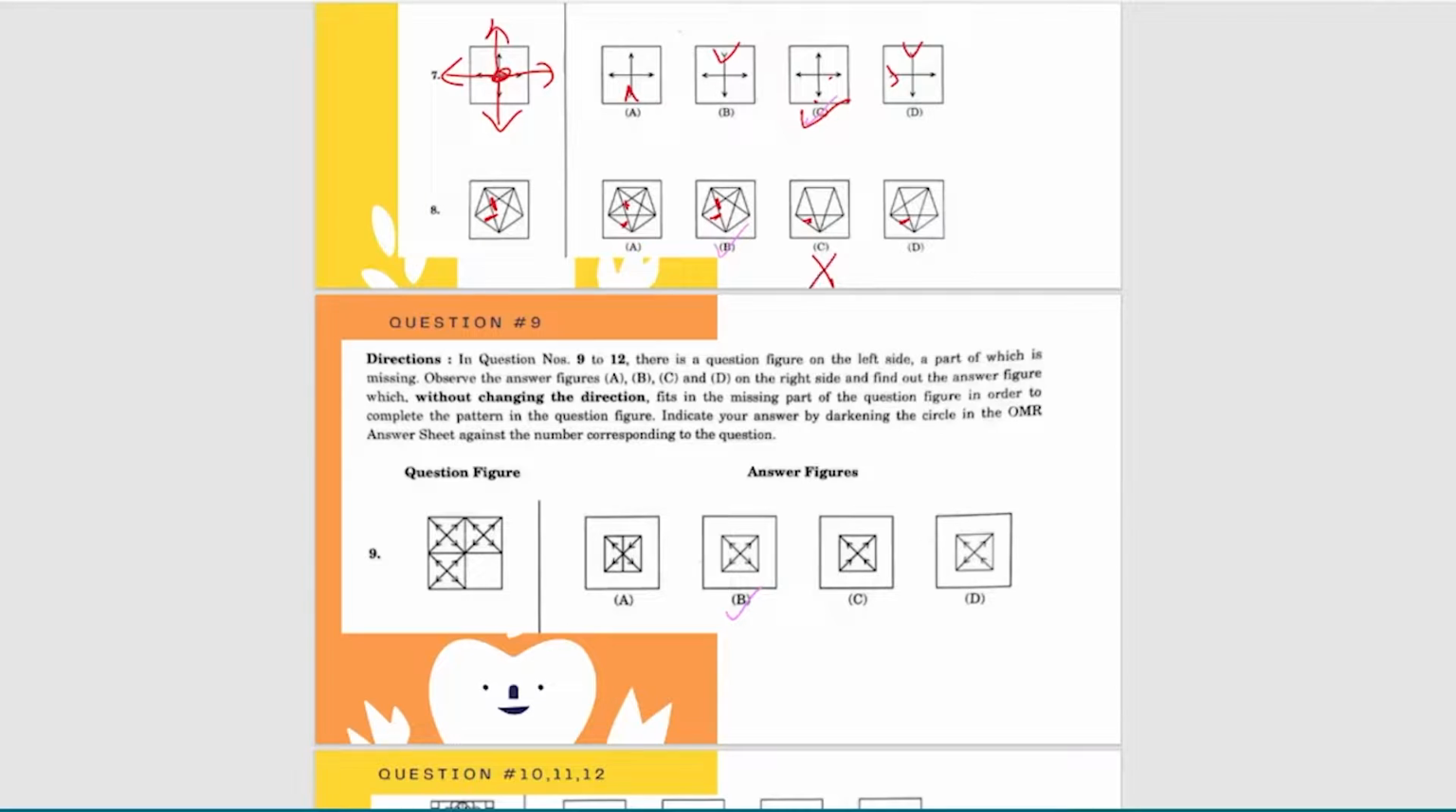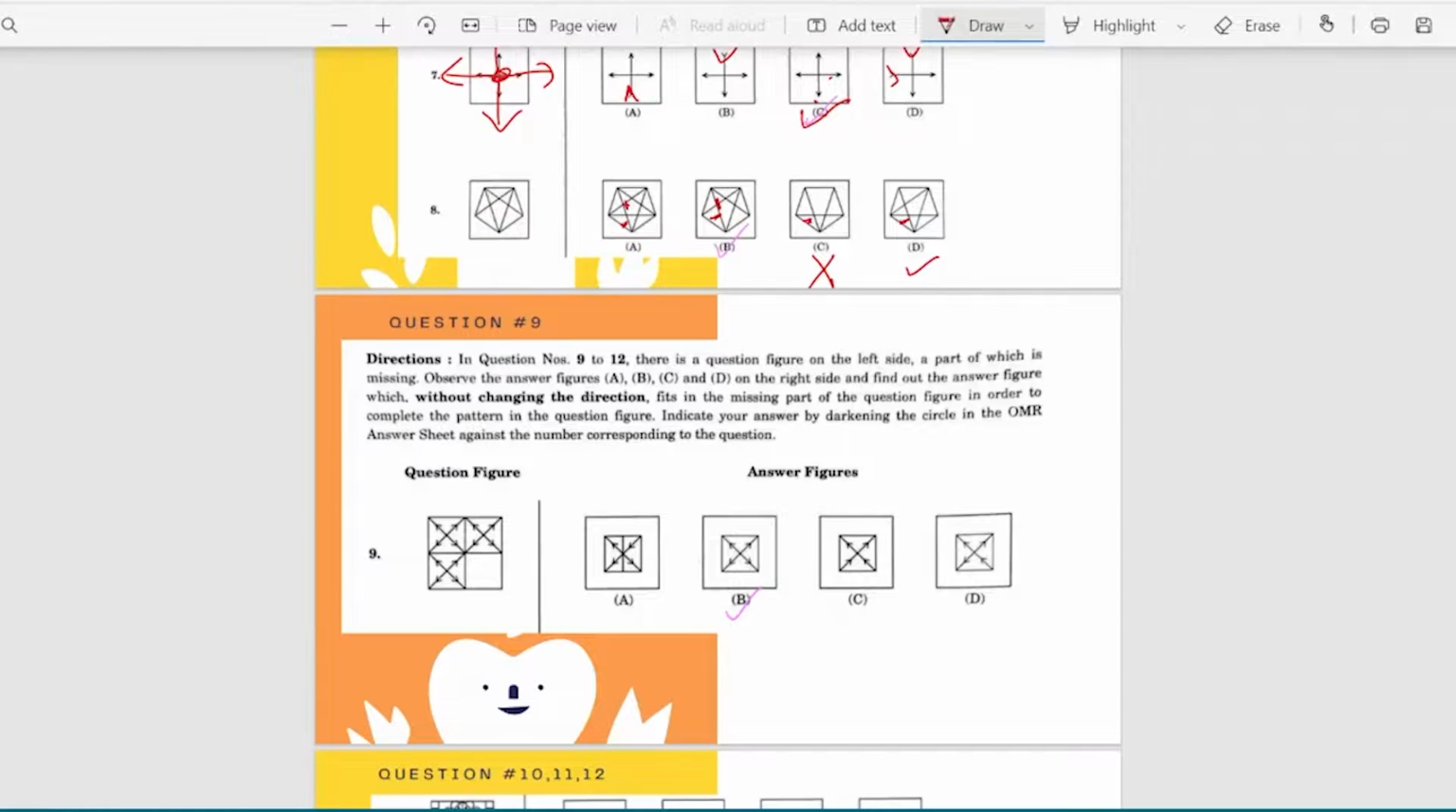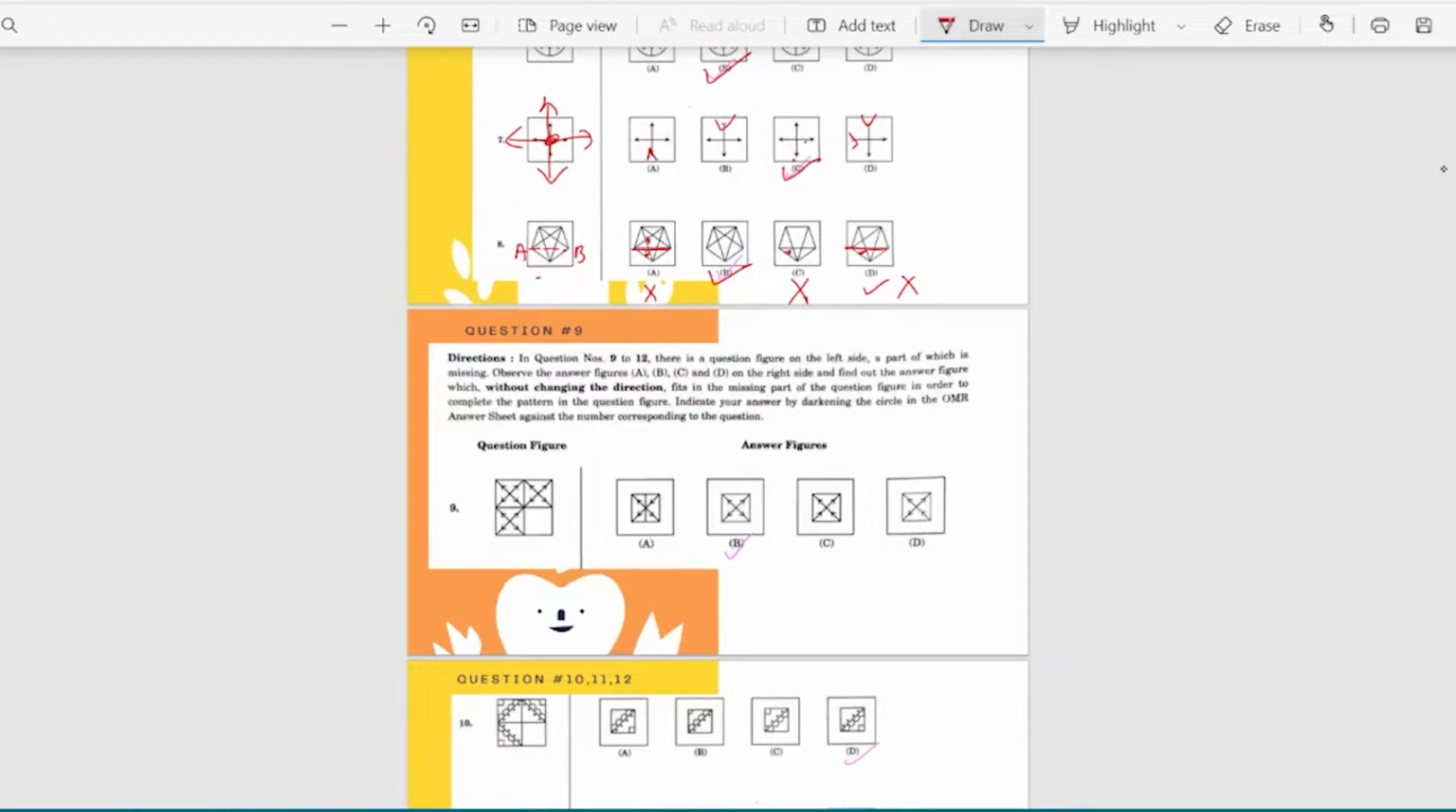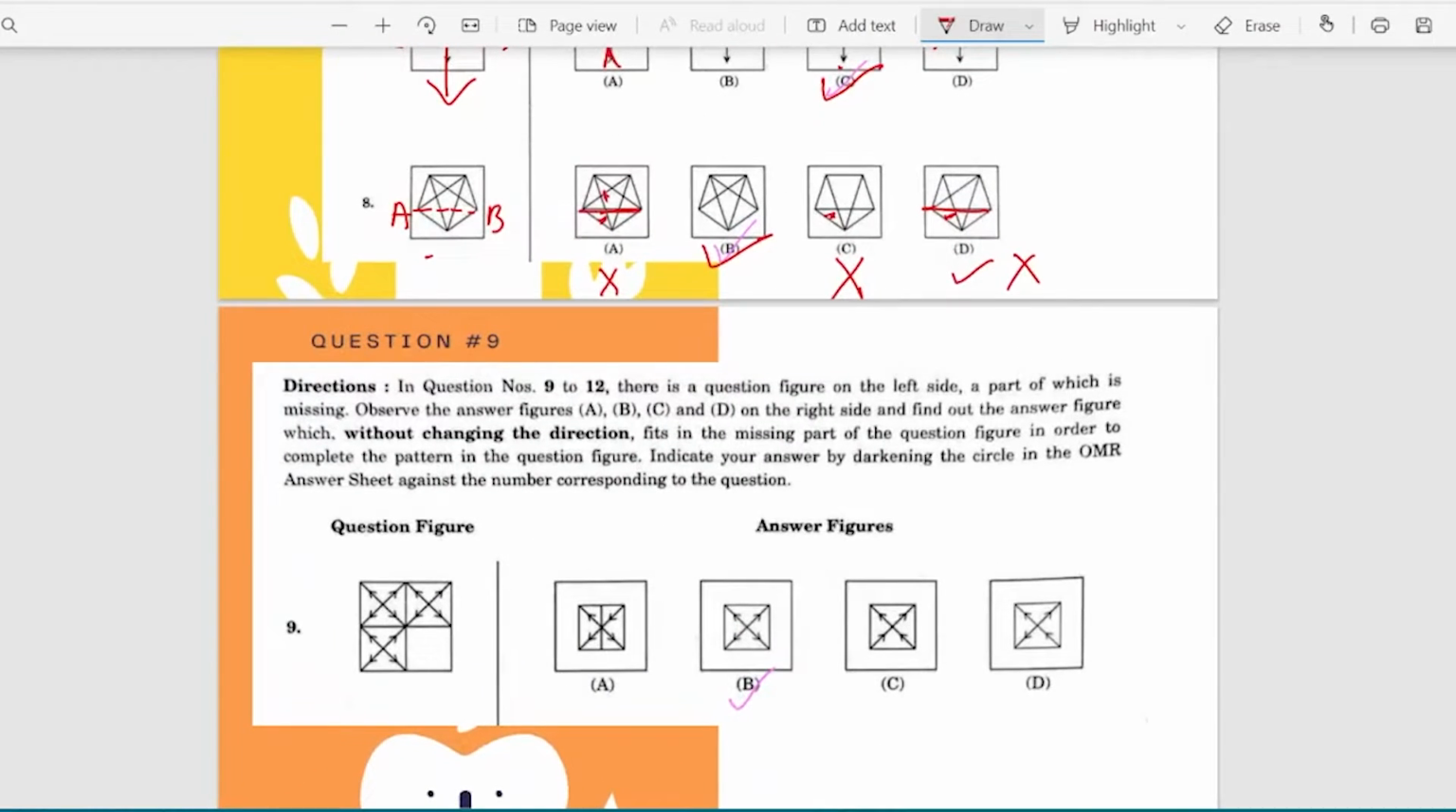There is no such line in the C option. There is such a line in the D option. Then let's look at here. Now we can see that between A and B, there is no line in the question figure. So there should be no line in A, but there is a line. So A is not our answer. There should be no line in D also, but there is a line, so D is also not our answer. So the correct option is B, because B does not have a line joining these two. So that's why the question figure and B are the most similar.